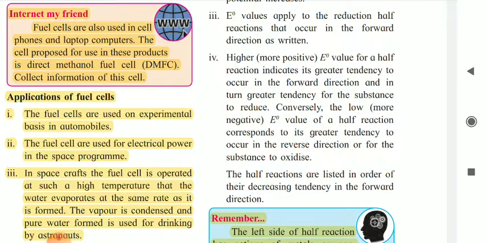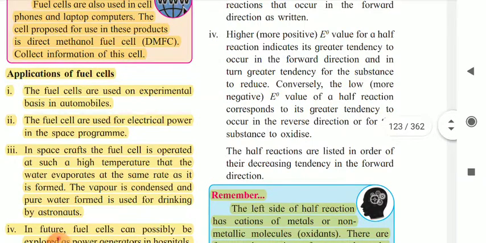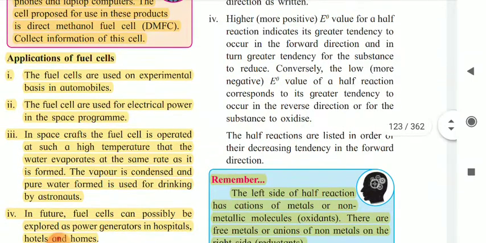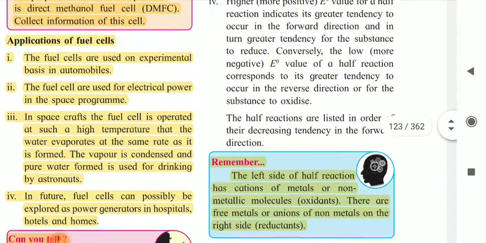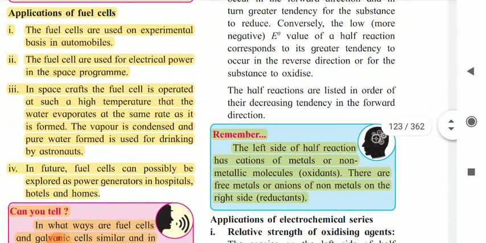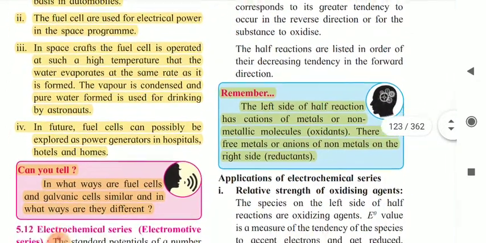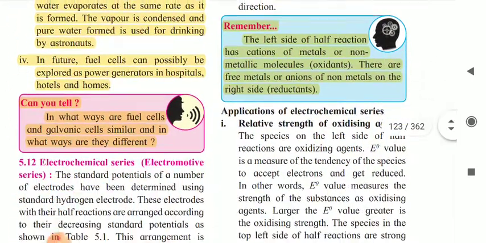Now conversely, or we can say vice versa, a low E0 value of a half reaction indicates there is a greater tendency to occur in the reverse direction, or for the substance to oxidize. Meaning it will oxidize quickly or very easily. The half reactions are listed in the order of their decreasing tendency in the forward direction.